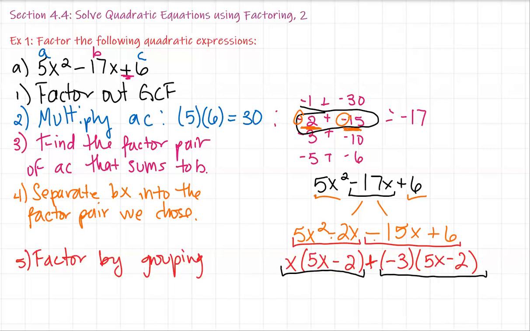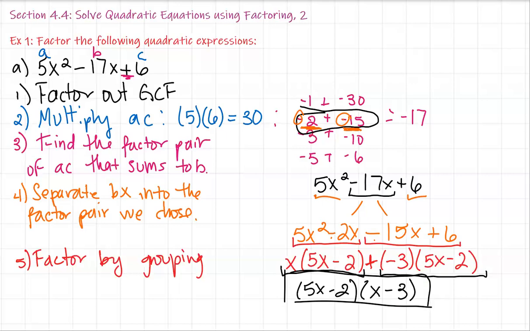So now we factor out one more GCF. 5x minus 2. What am I left with in the first term once I factor out that 5x minus 2? X. What am I left with in the second term? Negative 3. There is our two factors. Okay.